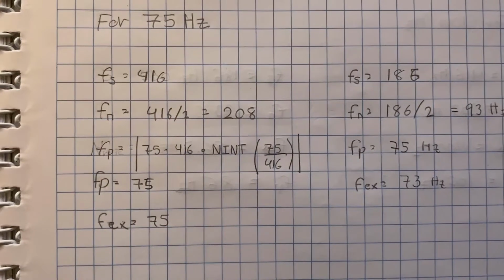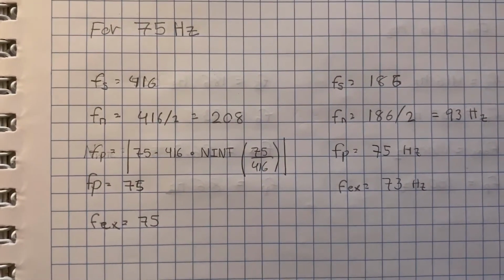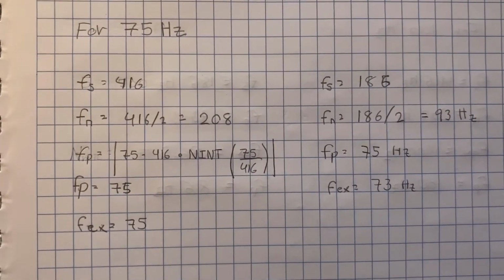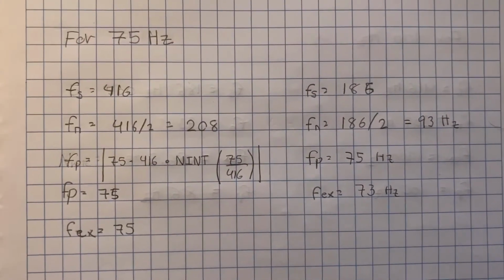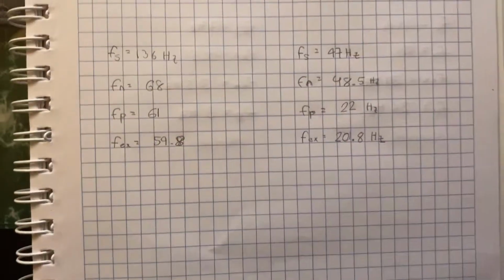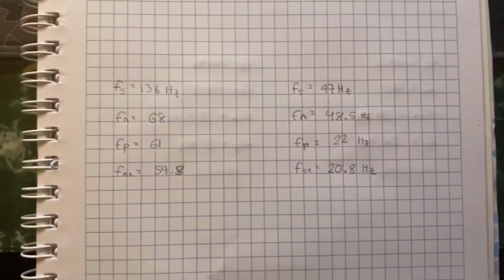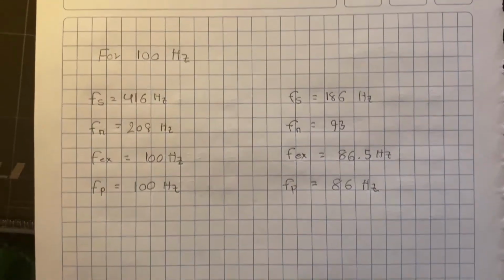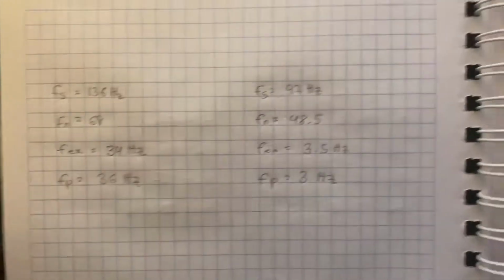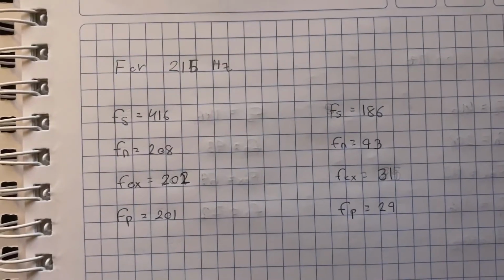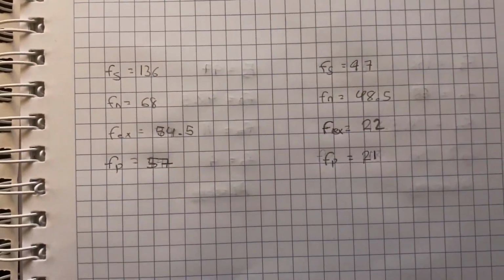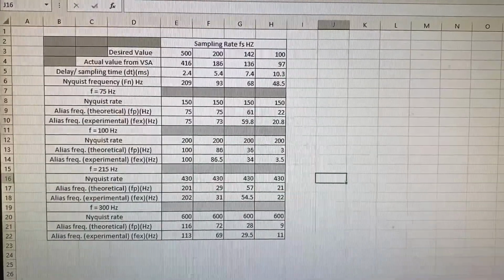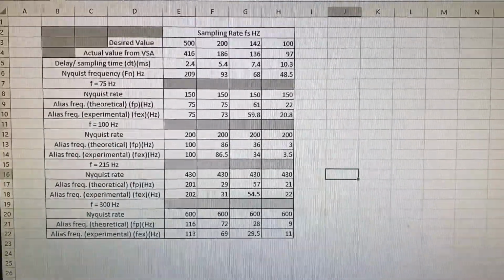And all of that always has to give you a positive value, so you just take the absolute value of everything. So that's what we did for every single one. Now these are my results for the table.